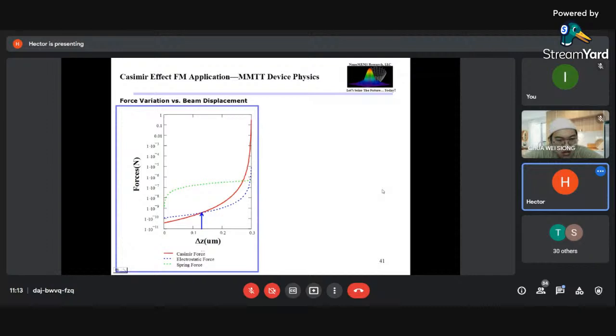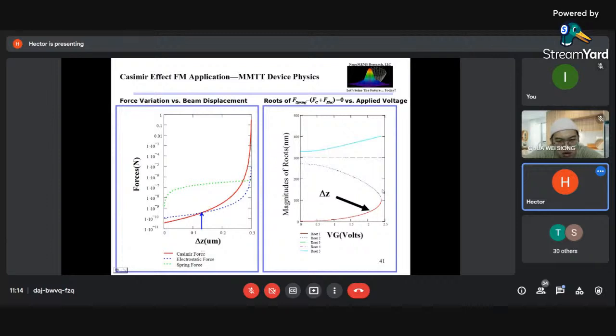Now the various forces vary with displacement in this fashion. And the displacement pertaining to each voltage is obtained as the root at every voltage. It is seen that the Casimir force dominates the electrostatic force after a displacement of about 0.1, 2 or 3 microns. And that the applied voltage at this point is here less than 2.5 volts.